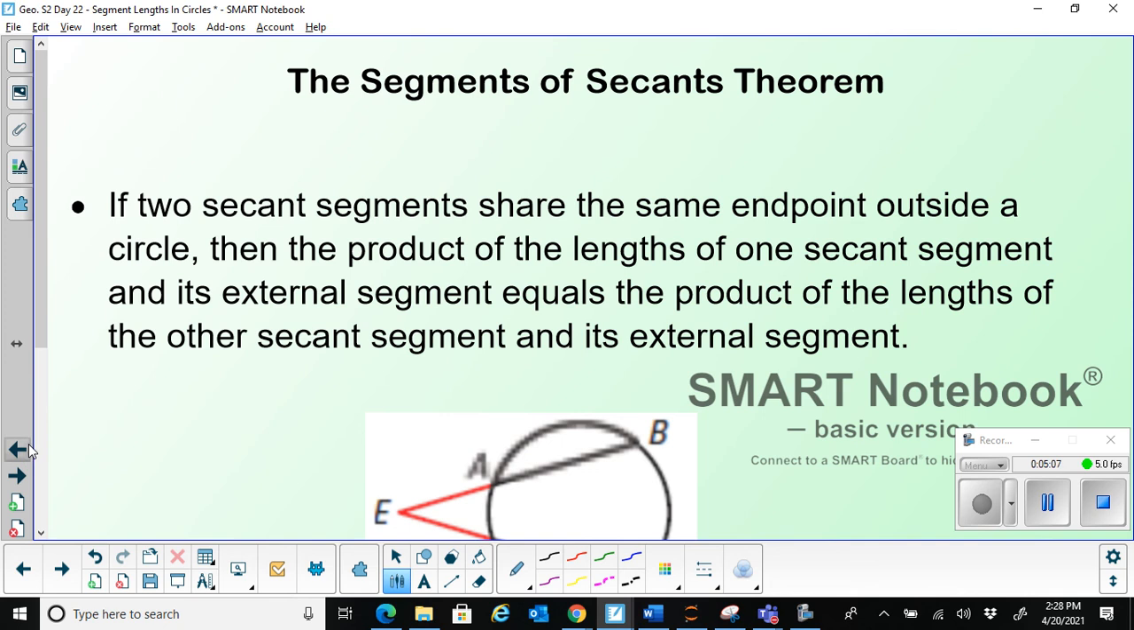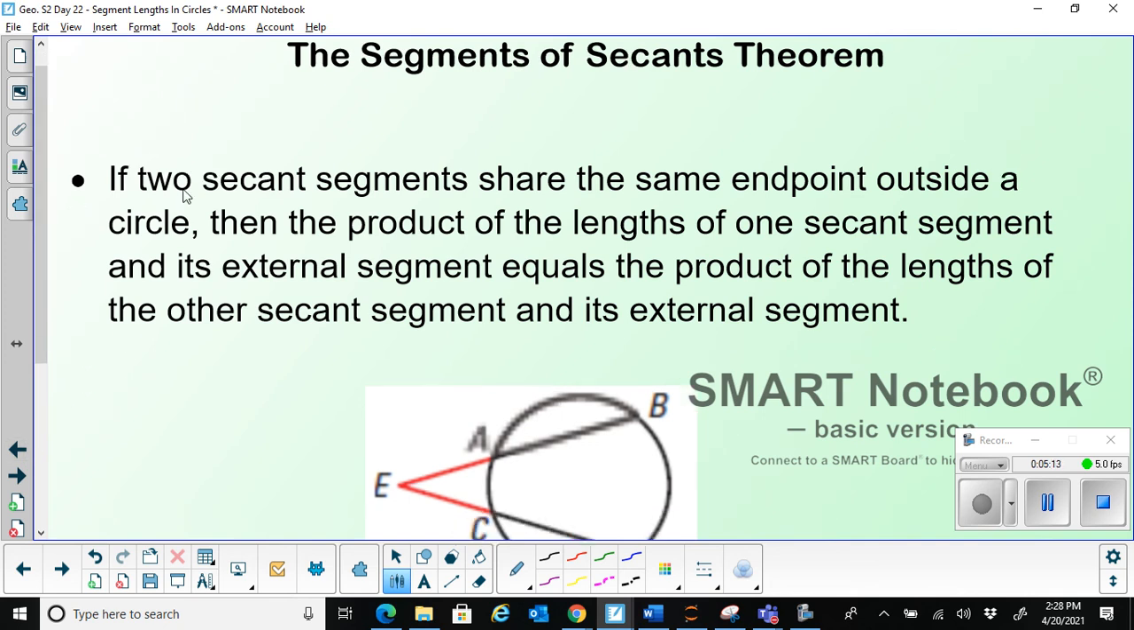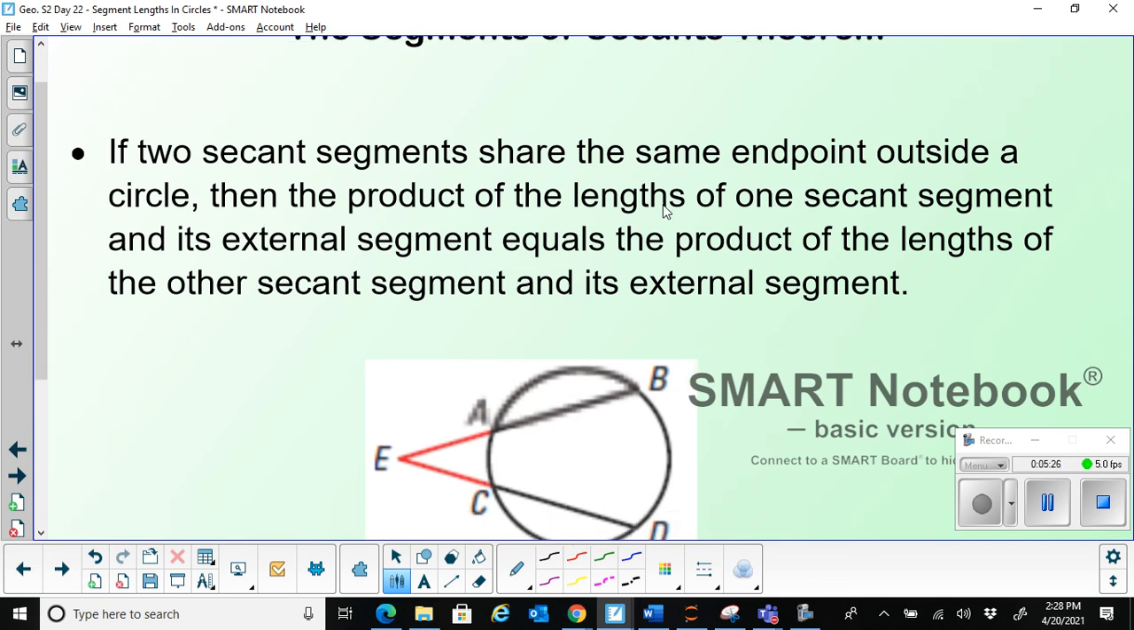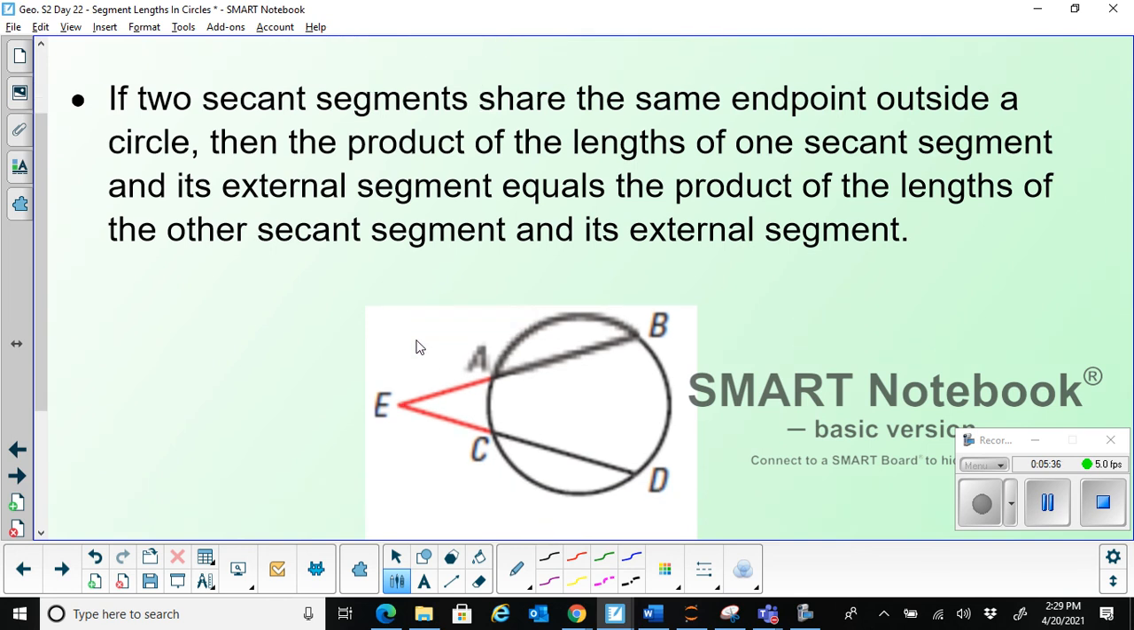We are seeing the next theorem, which is called the segments of secant theorem. This theorem comes into the picture whenever we have two secants intersecting outside a circle. If two secant segments share the same endpoint outside of a circle, then the product of the length of one secant segment and its external segment is equal to the product of the length of the other secant segment and its external segment. What does that mean? Here, if I have EB and EC as the secant segments, then the product.